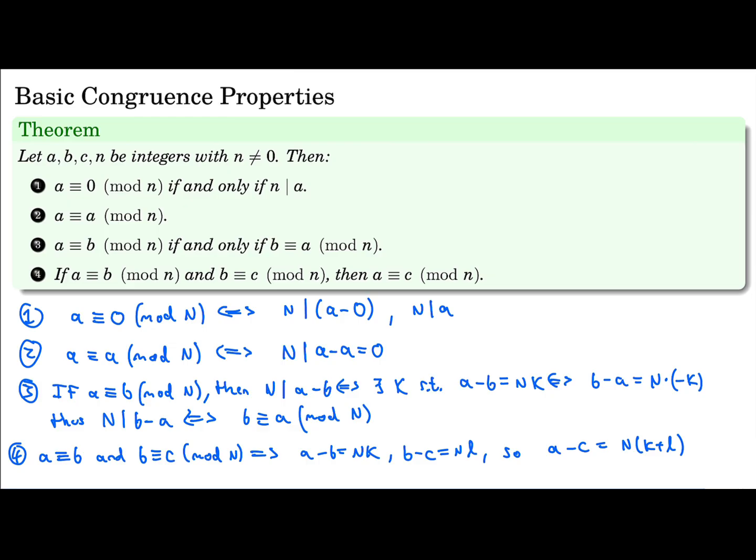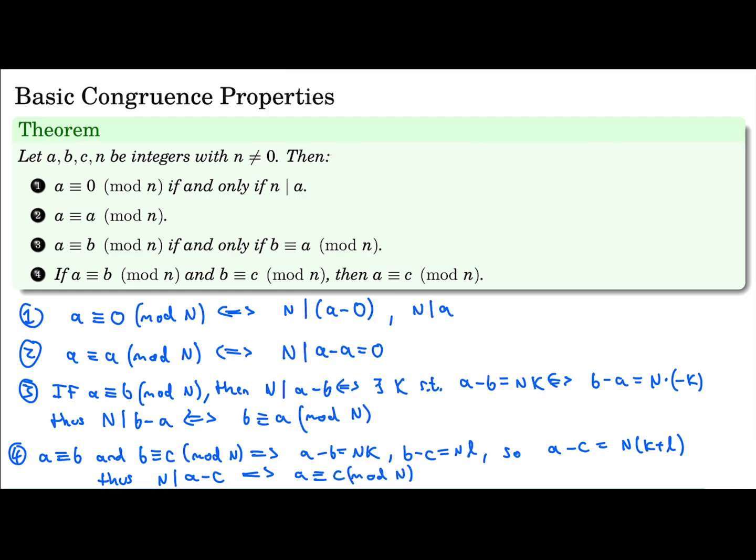So take these two equations, add them together, factor out the n on the right, and you get A minus C is equal to n times k plus l. But then this is an integer, which means that n divides A minus C. So thus n divides A minus C, and this implies that A is congruent to C mod n.